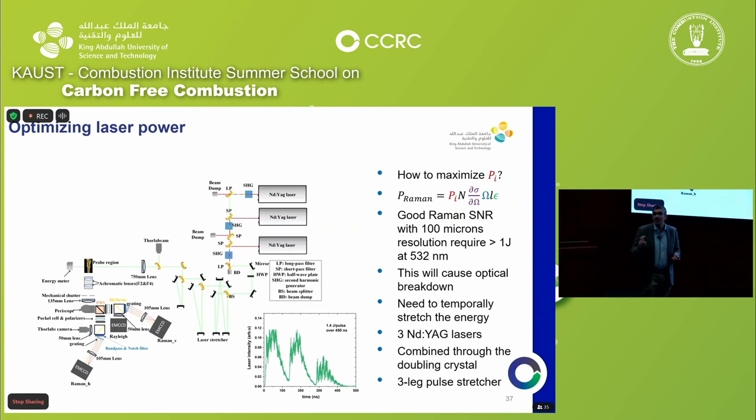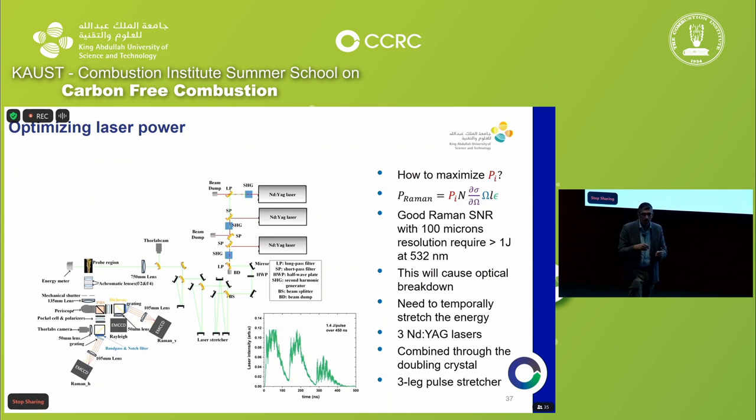The cheap way of doing it is to use multiple Nd:YAG lasers, not very powerful ones. Any old Nd:YAG laser you have in the lab will do the job, as long as the beam quality is good. Why does the beam quality have to be good? Because we're combining them together and sending them to a pulse stretcher. So a series of beam splitters and a very long path to separate the beams, send them on a long path, so that when they recombine, they're slightly shifted in time.